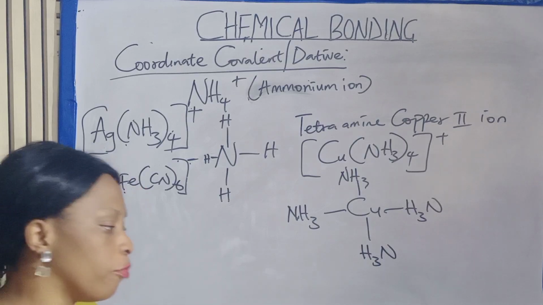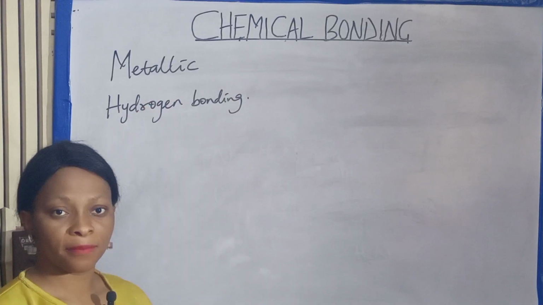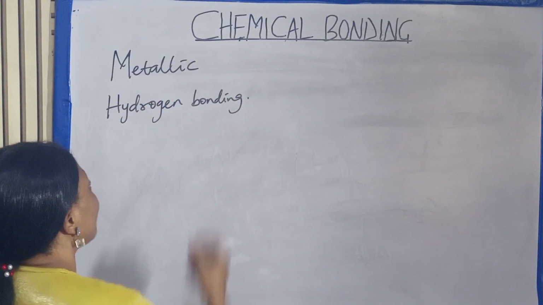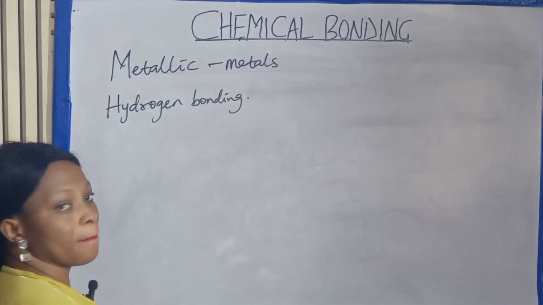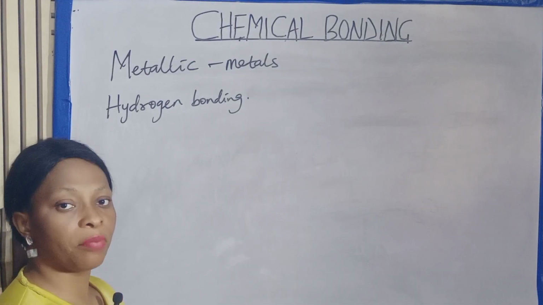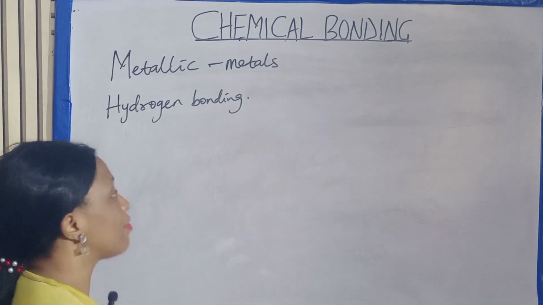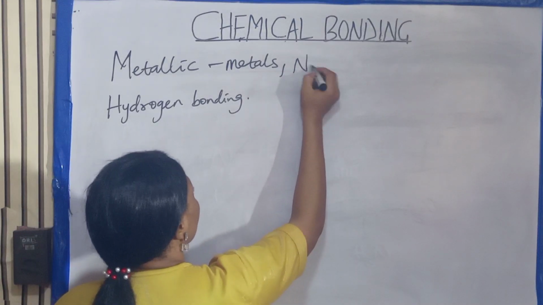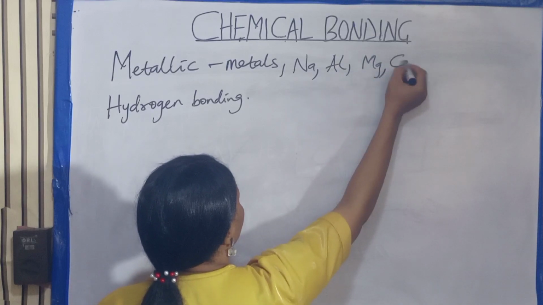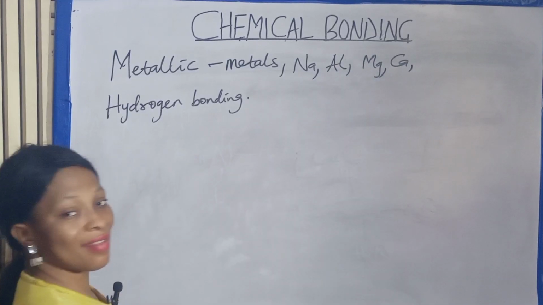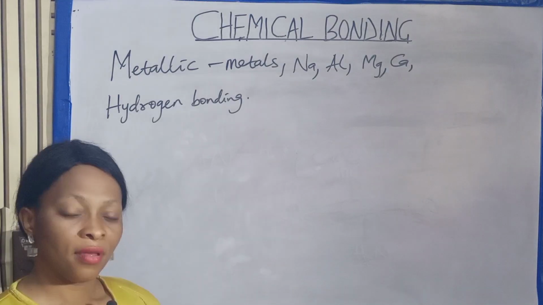Let's move to the other types of bonding. The next type of bond is metallic bonding. This is a type of bond that exists in metals. Examples are the bonds that exist in metals like the sodium atom, aluminum atom, magnesium atom, calcium atom. Those bonds that exist in metals we refer to as metallic bonding.